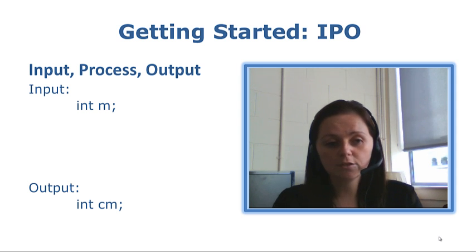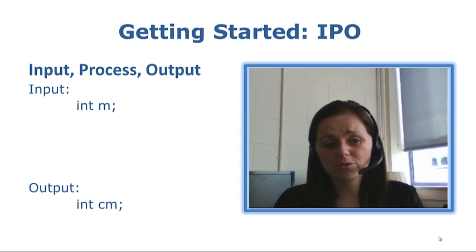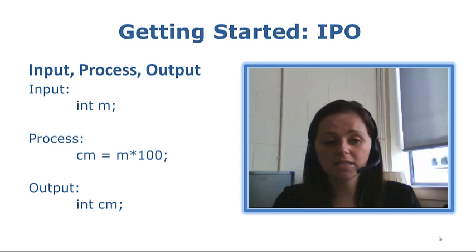The next thing to do then, once we've got our input and our output, is to think what our process is going to be. So how do I get my output using my input? And the process in this instance to get the centimeters is to multiply the number of meters by 100, because there's 100 centimeters in a meter. So that's my input, process and output.